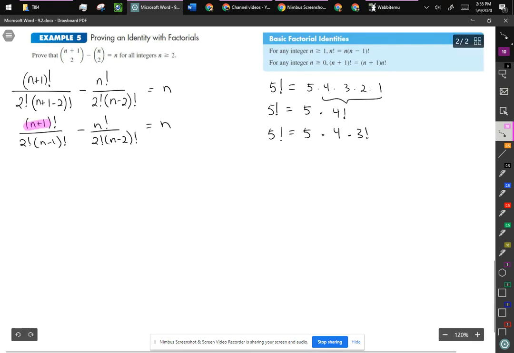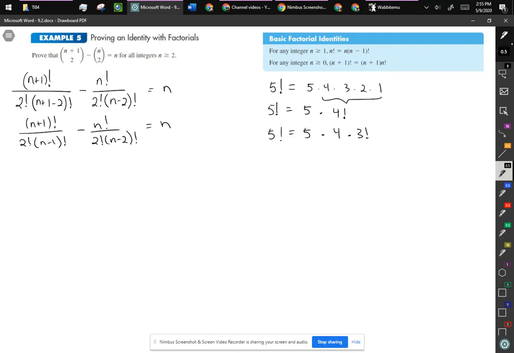What can you say about n plus 1 compared to n minus 1? n plus 1 is a bigger number. What can you say about n factorial compared to n minus 2 factorial? n is a bigger number. So this is going to have factors in it that cancel out n minus 1 because this is a bigger number. This is going to have factors that cancel out this because this is a bigger number. So let's go ahead and expand n plus 1 factorial and n factorial until we've expanded it enough so that it does what we want it to do, cancel out the denominator.